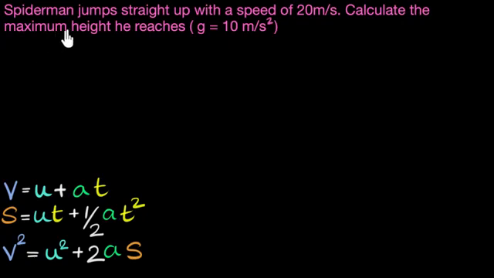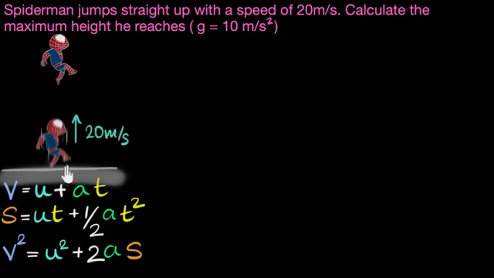So we are given that the Spider-Man is jumping straight up. So let's draw that. So here's our Spider-Man who's jumping straight up with a speed of 20 meters per second. We need to calculate the maximum height he reaches. So eventually he'll reach a maximum height and then start falling back, right? So we need to calculate what that maximum height is. What is that distance?